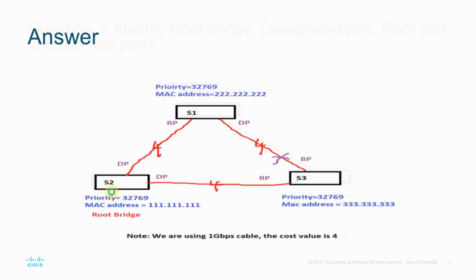Now check, what is a root bridge? S2 is the root bridge because the priority is less. The MAC address is less, the priority is the same, so this one has the lowest bridge ID. For the root bridge, both ports are designated. You can easily write that. S1 and S3 are the non-root bridges, that is, not the root bridge.